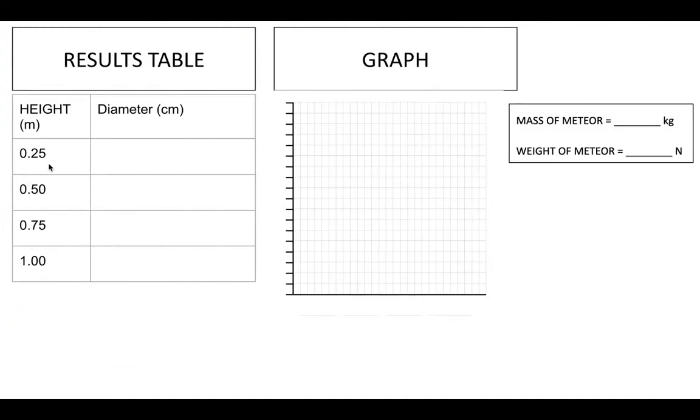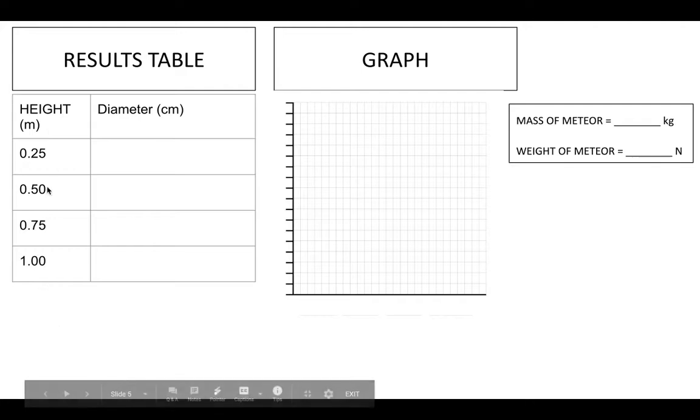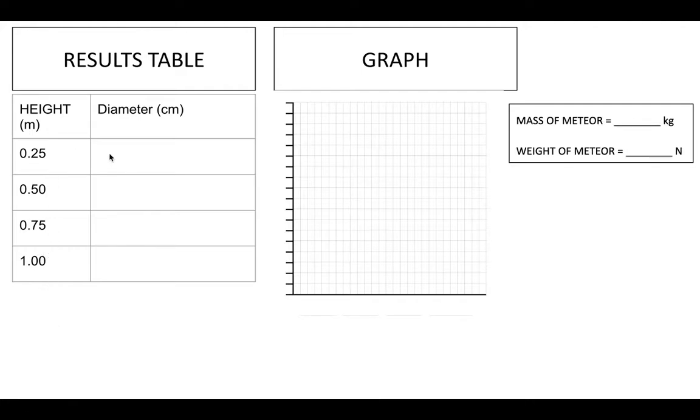You will have height measured out in meters, ideally. If you have any measuring instruments at home, for example a measuring tape, then that would be great. You're measuring out your heights here, so 0.25, 0.5, 0.75, 1 meter. These are examples. You can take any heights that suit yourself. And then you're just looking at the diameter of the crater that corresponds with this.